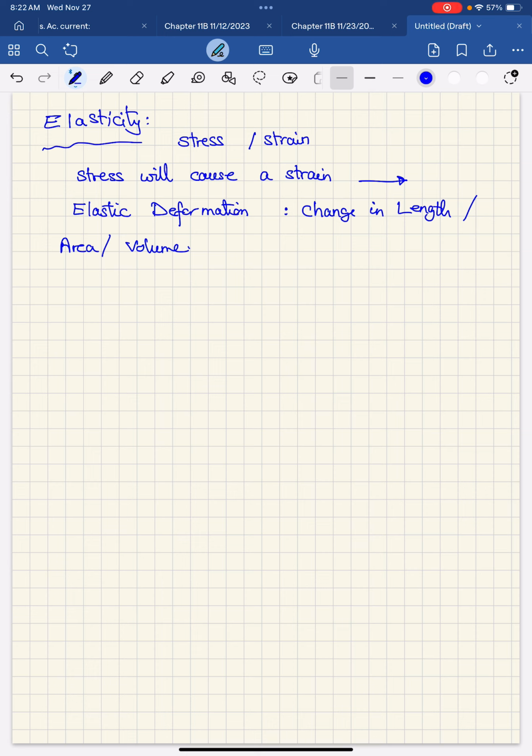The first thing to describe is stress. It is defined as force per unit length, per unit area, sorry. And therefore, it is F divided by area. Now, that is the unit. It is in Newton per square meter, or we call this pascals.